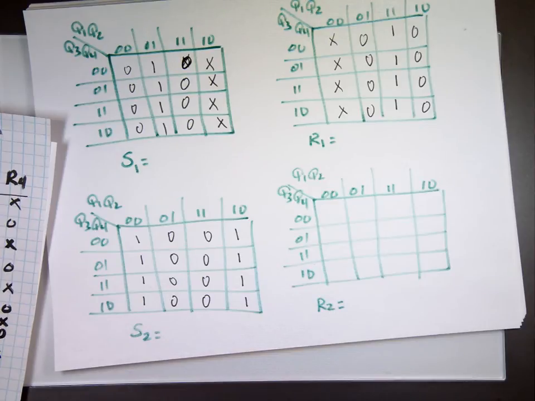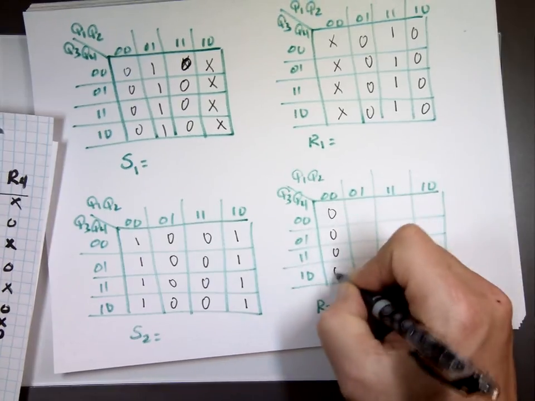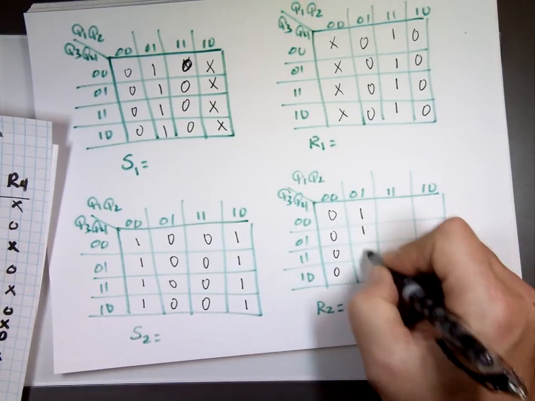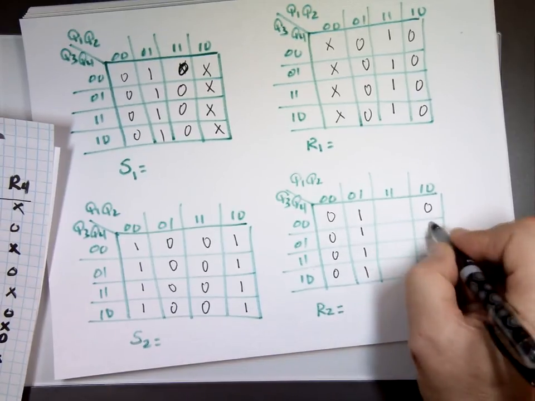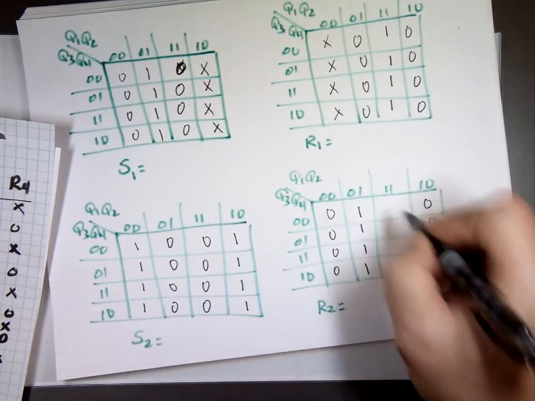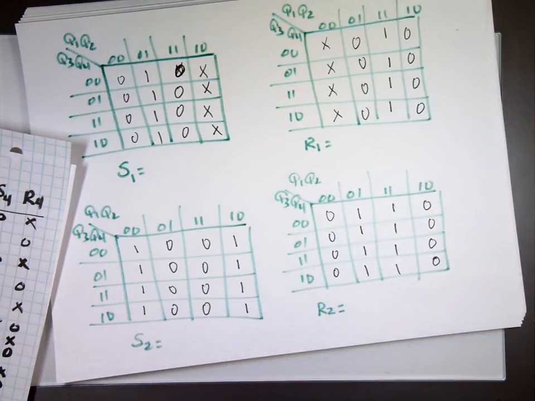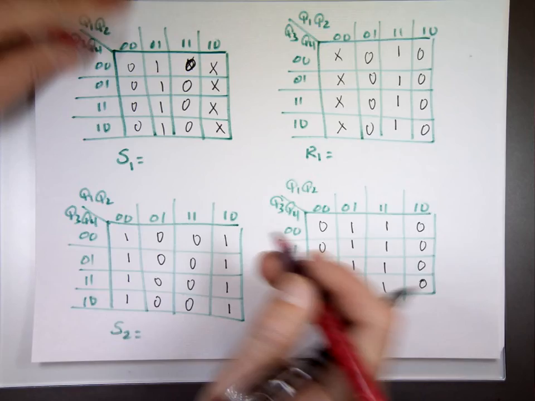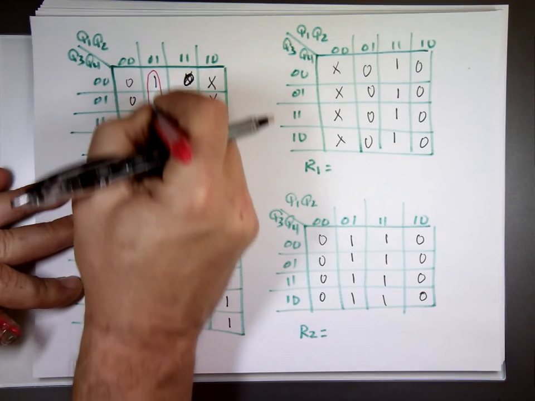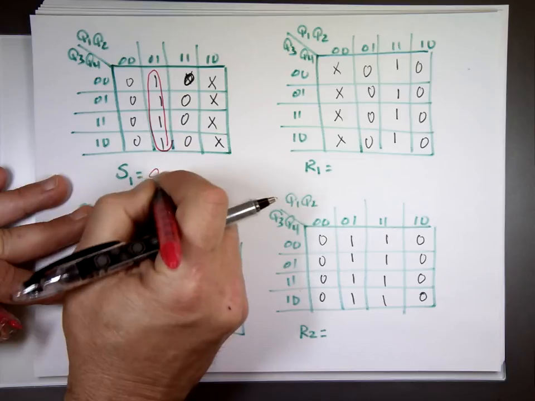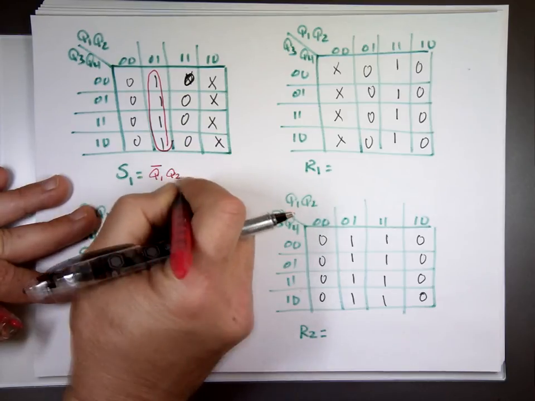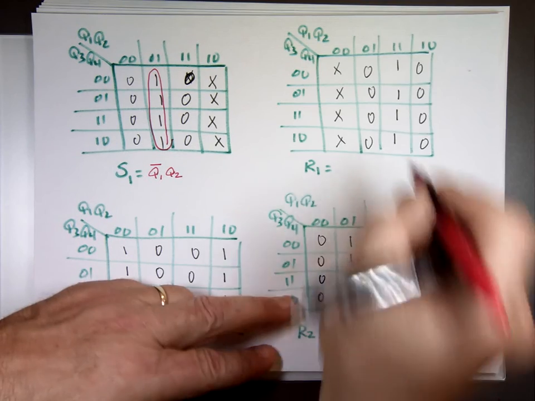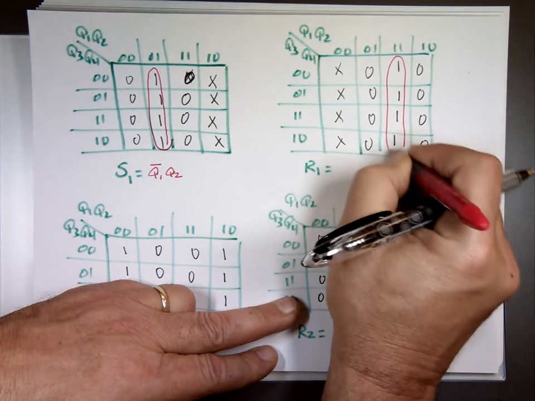R2. 0, 0, 0, 0. 1, 1, 1, 1. 0, 0, 0, 0. 1, 1, 1, 1. To read this one, it's only one group, right there. Q1 naught, Q2. To read this one, Q1, Q2.